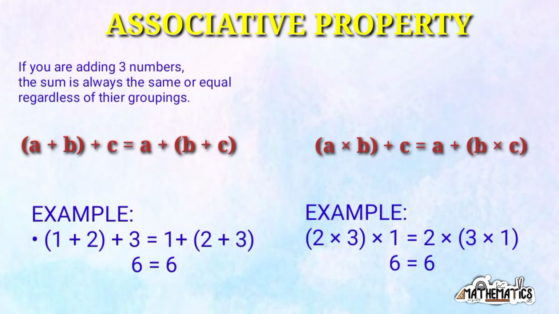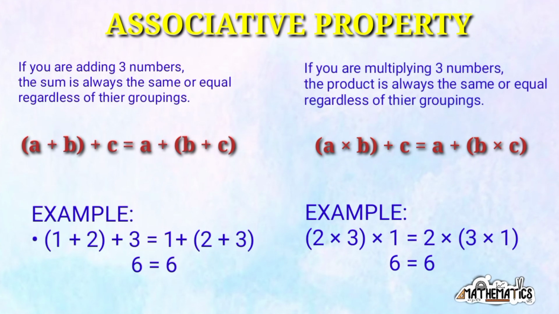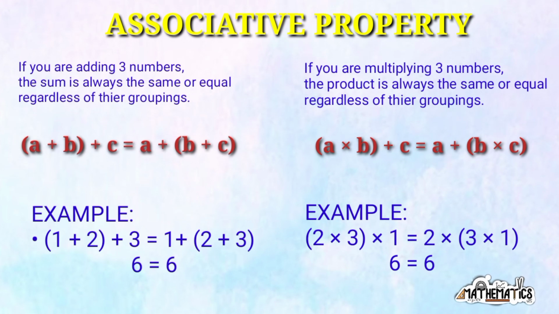Next is the associative property in multiplication. It says that if you are multiplying three numbers, the product is always the same regardless of their groupings. It means that the quantity A times B times C is equal to A times the quantity B times C, where A, B, and C are elements of the real numbers.